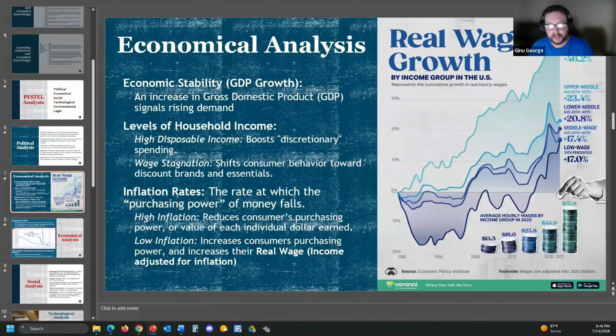So our next in the PESTEL. P is for political, E is for economic. So let's talk about E for a second, economic factors. When we look at economic stability, typically we measure that by the GDP growth. GDP is gross domestic product. That is how much is produced sort of around the nation.